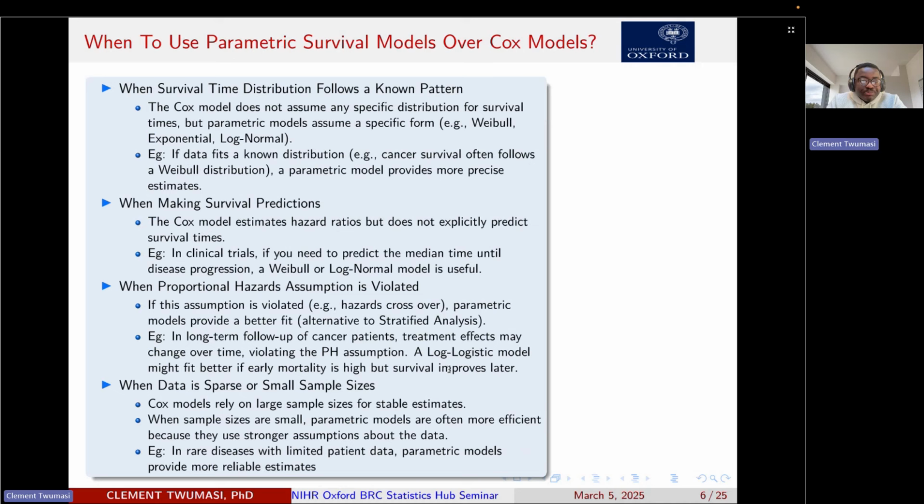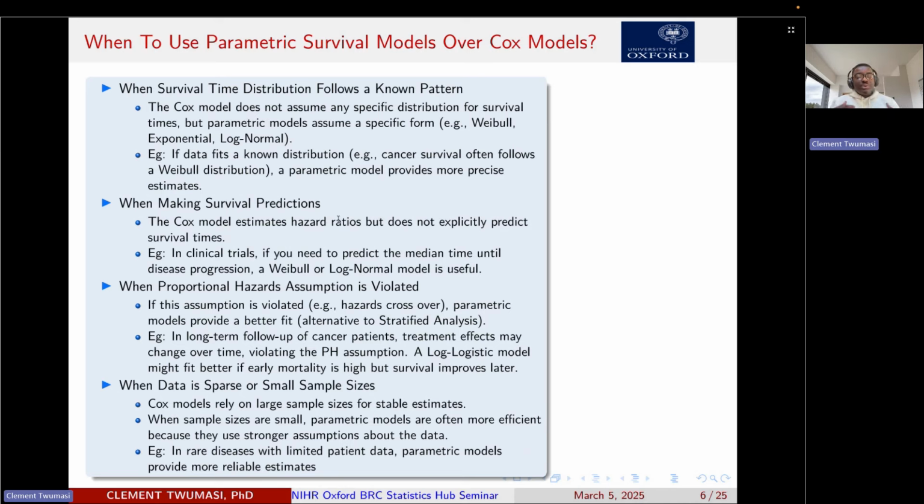constant hazard assumption. Now, I made mention of the parametric models, where we said that the non-parametric or the semi-parametric relaxes parametric assumptions about the survival outcomes or the time to event outcomes. It doesn't assume it follows a certain distribution. But in situations where we believe that the survival time distribution follows a certain probability distribution, such as, let's say, Weibull, exponential or log normal, then in that case, we go in for the parametric assumption. So that is one of the instances.